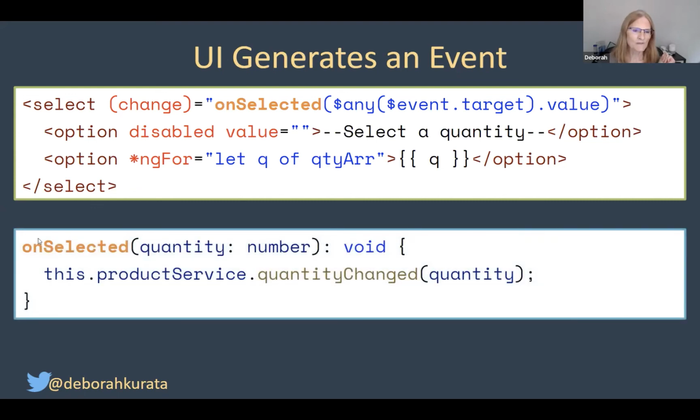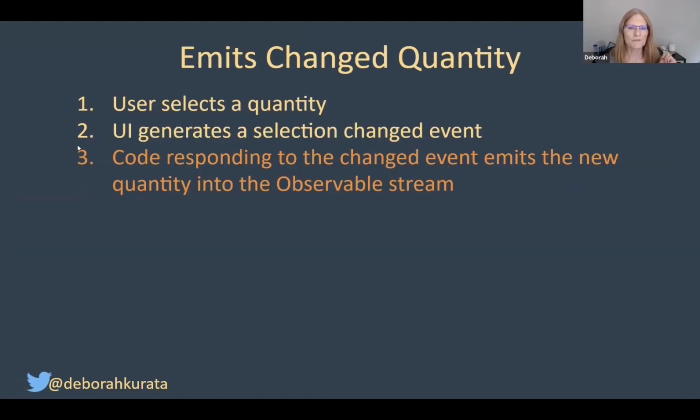Then in my component, so you can see that one's blue, I'm going to have an onSelected that this guy is calling here, and I'm going to get that quantity from the template. I can't in here emit the value because I cannot get access to that private subject. So I instead need to call the service and it will in turn emit the value. Okay, so that was our second step.